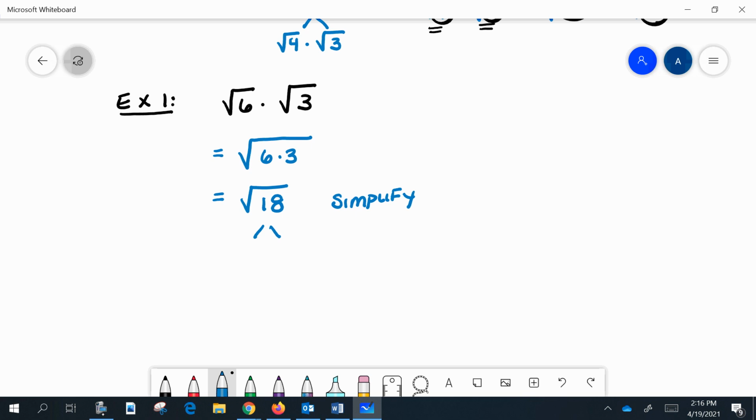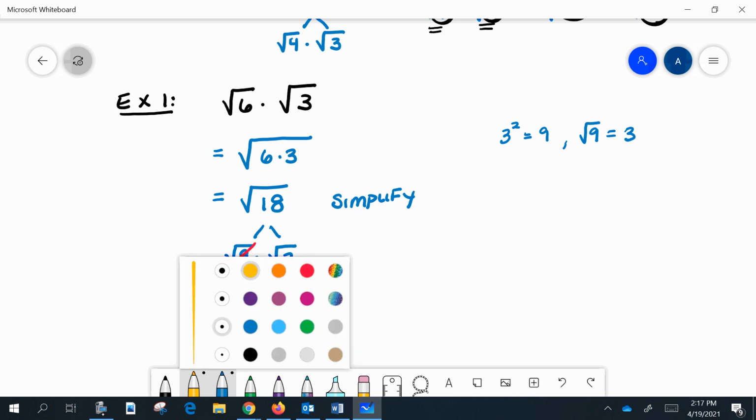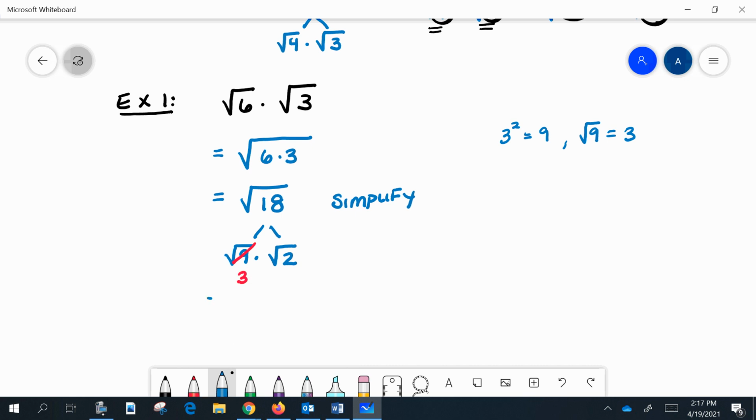So what perfect square goes into 18? Well, we could split this into the square root of 9 times the square root of 2. Because remember that since 3 squared is 9, we can take the square root of 9 and go backwards and get 3. So the square root of 9 is 3, and we're left over with this radical 2. So let's say this is 3, then we have a whole number 3 with a square root of 2 left over. And that would be the final product.